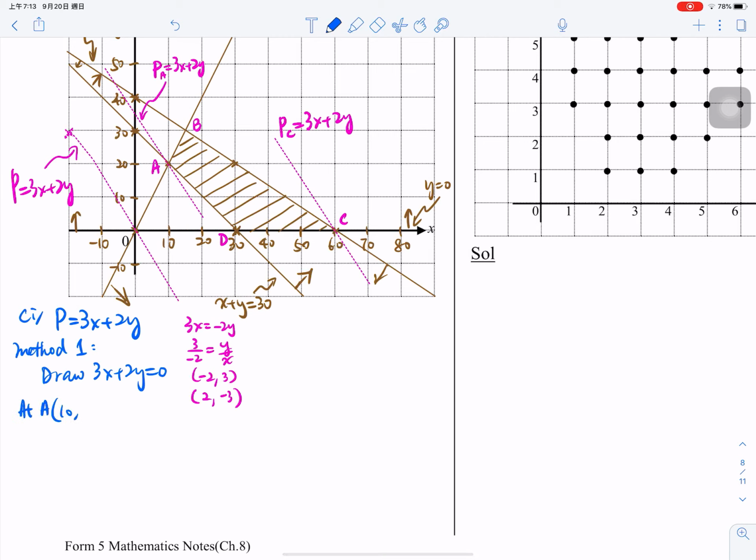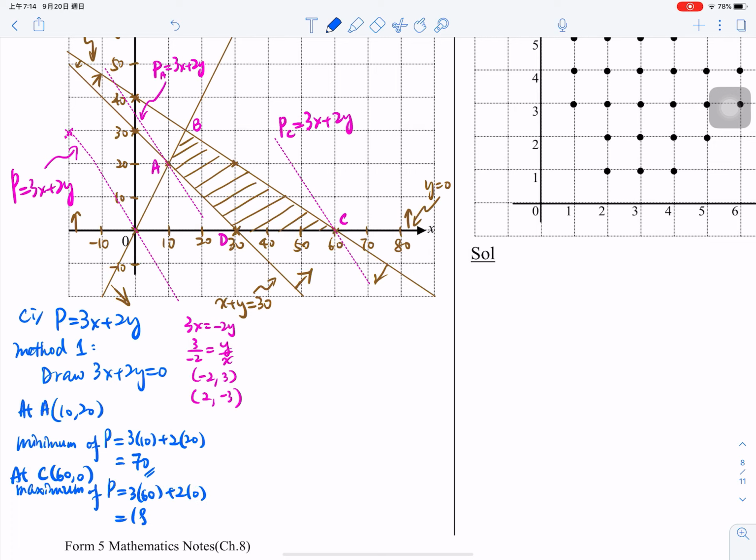So after that, at A, you found 10, 20, right? So is it maximum or minimum? Yeah, minimum. Good. Minimum of P equals 3 times 10 plus 2 times 20, so it equals 70. How about the maximum of P? Here at point C, 60, 0: 3 times 60 plus 2 times 0. So you see that it's 180.